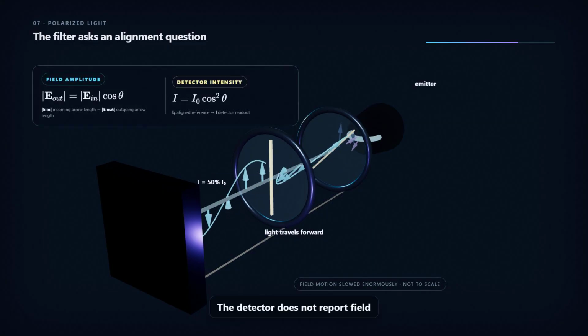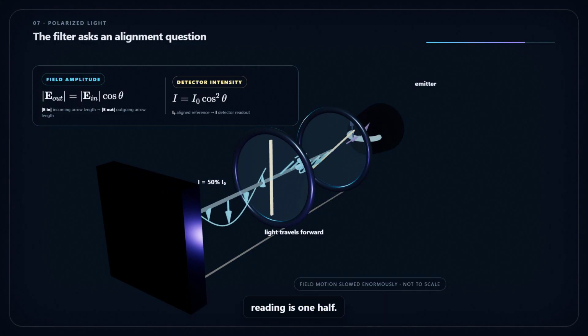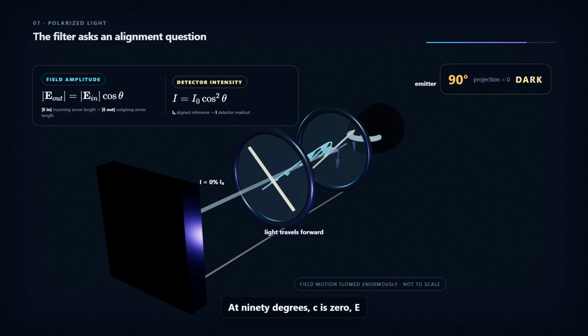The detector does not report field amplitude directly. It reports intensity, proportional to amplitude squared, so the reading is 1/2. At 90 degrees, C is 0, E out has 0 length, the outgoing wave disappears, and the detector is dark.